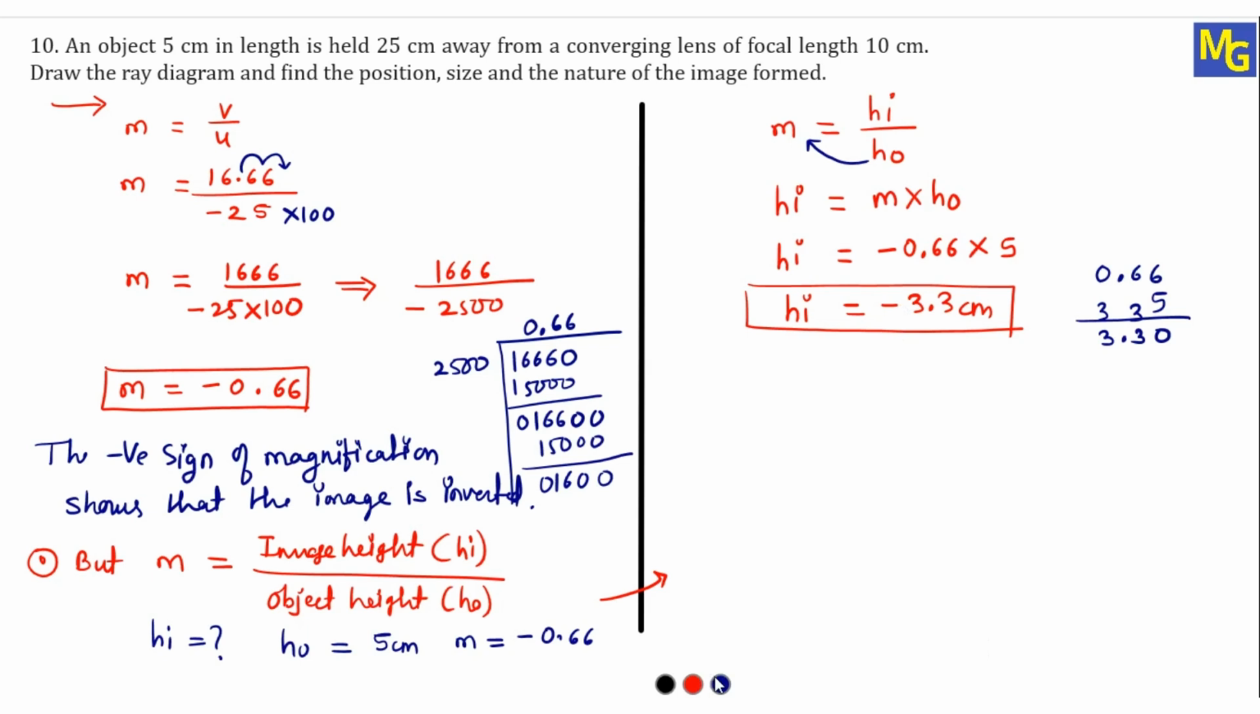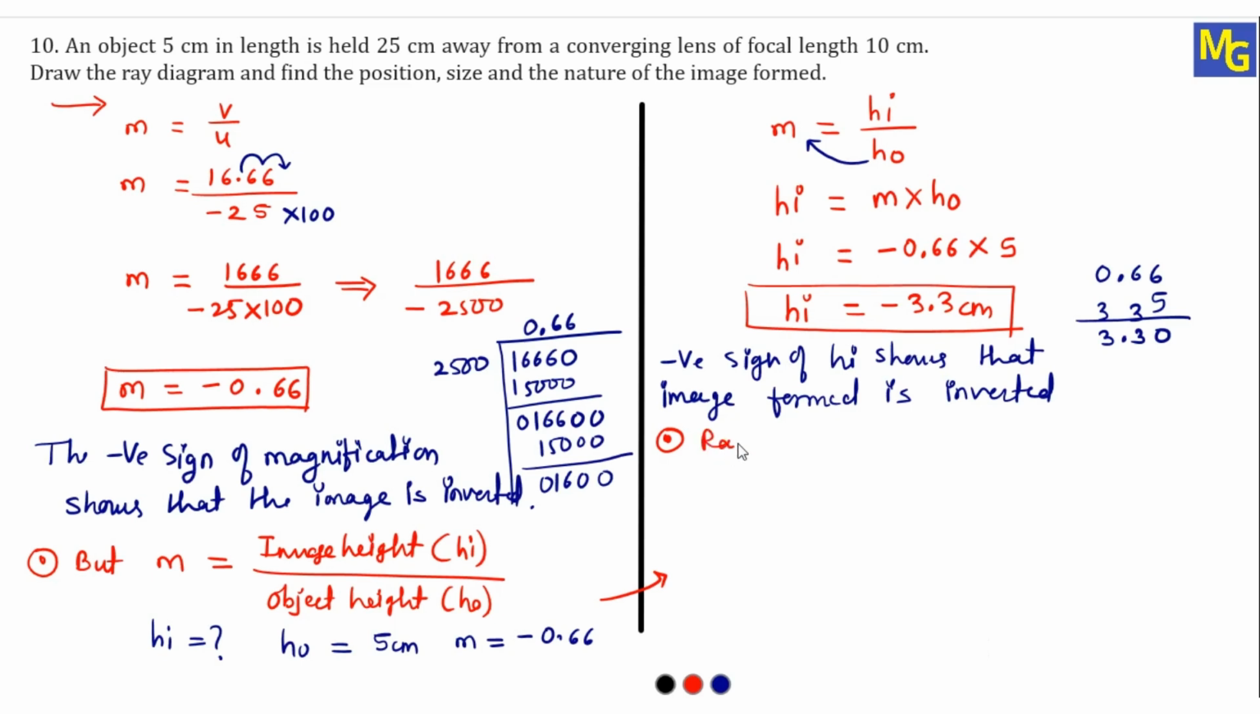So I can write it here. Let me write the sentence. So here I have written the sentence, that is, the negative sign of image height shows that the image is inverted. And lastly, according to the question, we have to draw the ray diagram for this. If I draw the ray diagram exactly, I will understand the position, size and nature of the image.